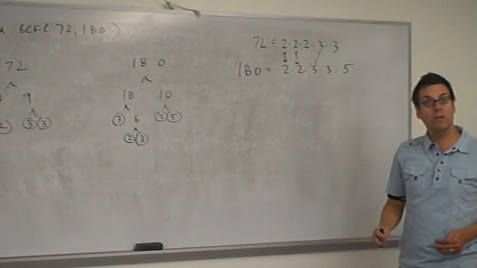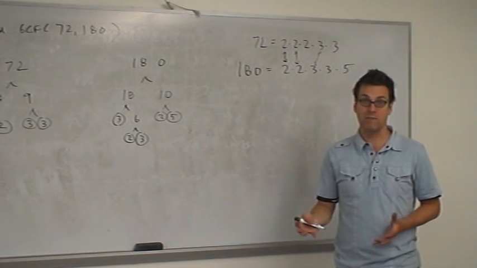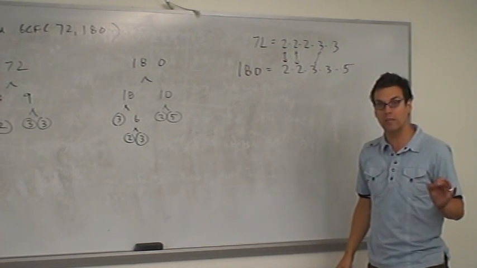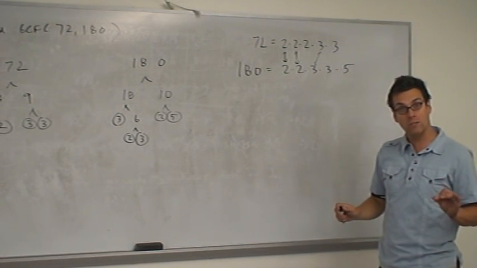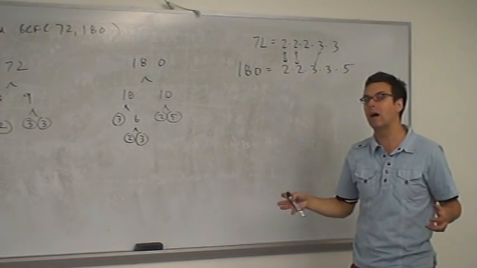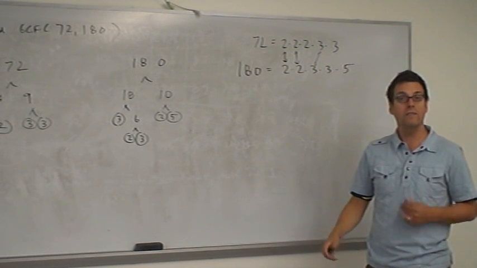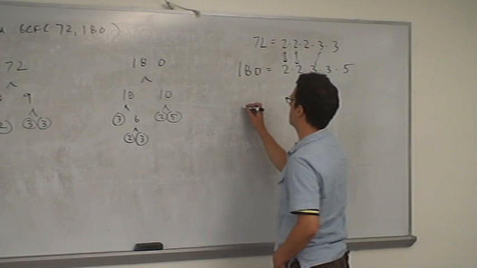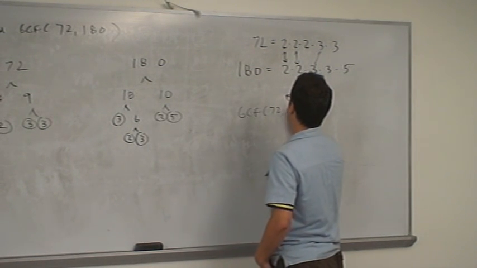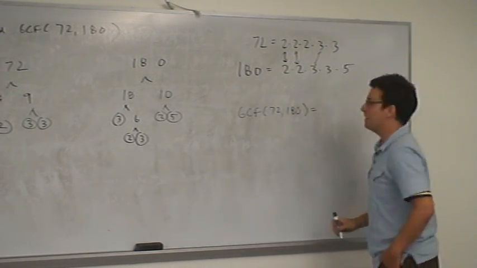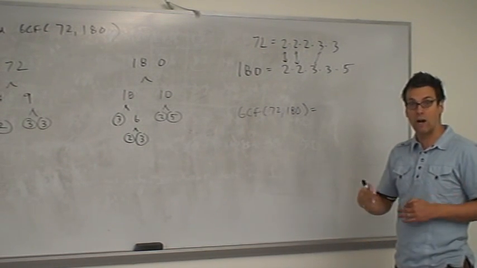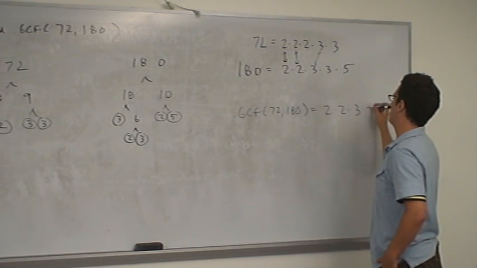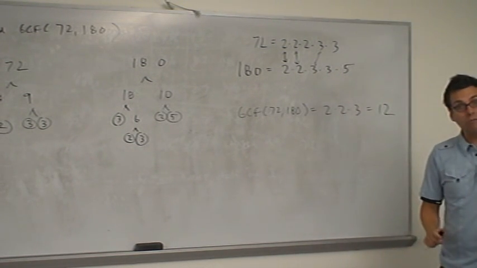Now keep in mind, what we're looking for is the greatest common factor of 72 and 180. Since each of these common factors are individually common factors, the greatest one is going to be the factor we obtain when we multiply all of the common factors together. And this is going to be a general procedure for computing greatest common factors. So in this case, the greatest common factor of 72 and 180 is just the product of all of the common factors found in the prime factorizations. In this case, 2 times 2 times 3, which is 12.